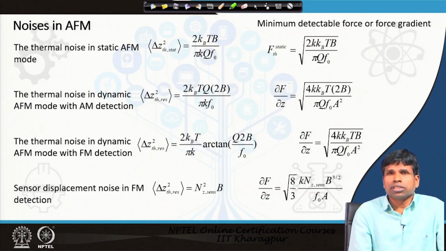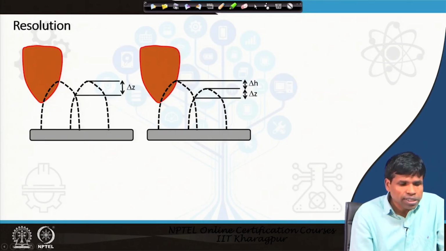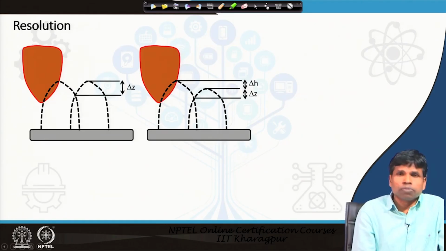More details of the derivation of this equation can be found in the books. I have just directly put this here for your knowledge, to show the different factors that influence the noise in the AFM. Then another important thing is the resolution.